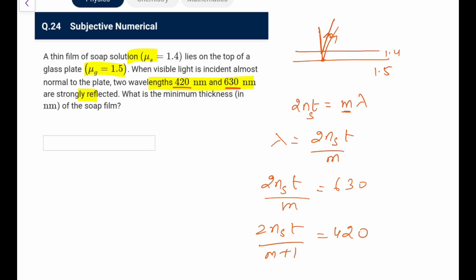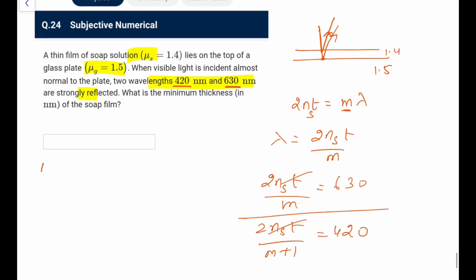Now just divide. This goes, this goes. So m plus 1 upon m is 63 by 42. 63 by 42 is 3 by 2, that means m is 2. So m is 2, corresponds to 420. So 2 into 420, basically, yes. And this is m plus 1 upon m. Okay, no, m is 2 corresponds to 630, sorry. This is my mistake.